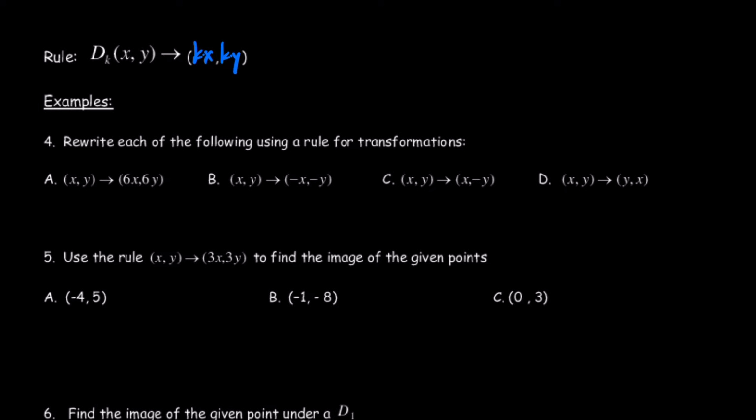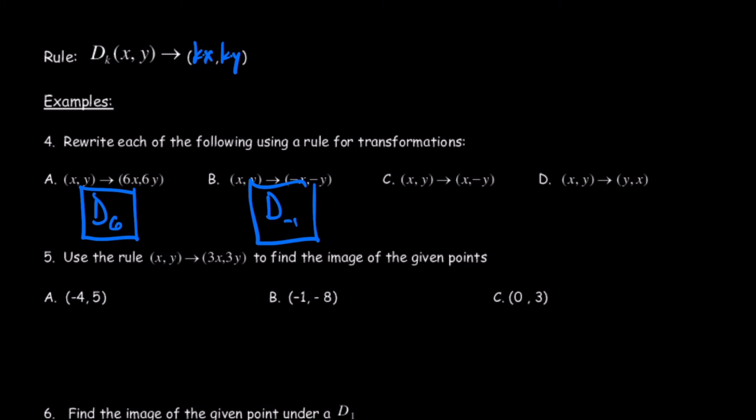So our first example here says rewrite each of the following using a rule for transformations. Basically, they want us to write down the transformation rule, and it says xy went to 6 times x, 6 times y. So that is simply a dilation of scale factor 6 because I multiplied both coordinates by 6. In my next one, xy goes to negative x, negative y. So what did we multiply by? We multiplied by negative 1. So in this case, my scale factor is negative 1.